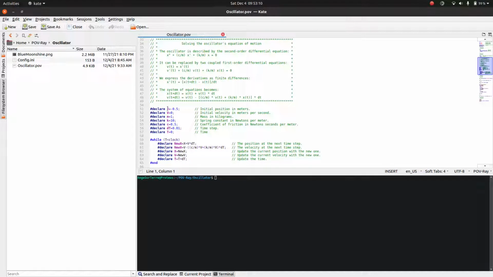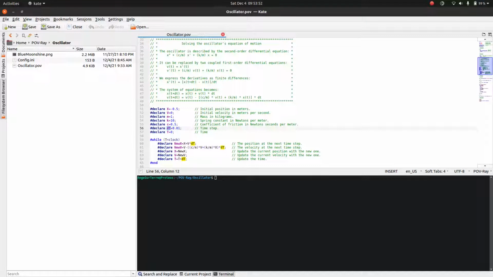So this variable here, x, will represent the position of the mass of the oscillator, and v will represent the velocity. M is the mass, which I arbitrarily choose to be 1 kilogram. K is the spring constant, and C the coefficient of friction of the mass on the table. So the force of friction will be proportional to the velocity. The force of friction is equal to C times v.